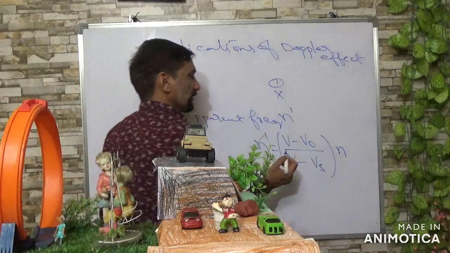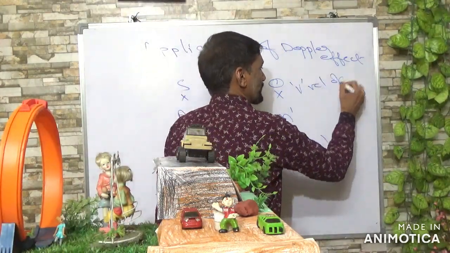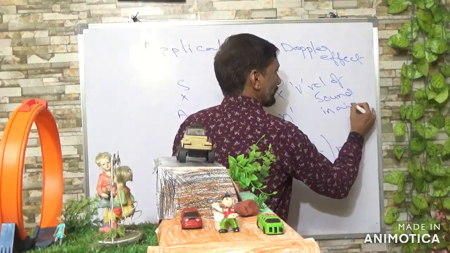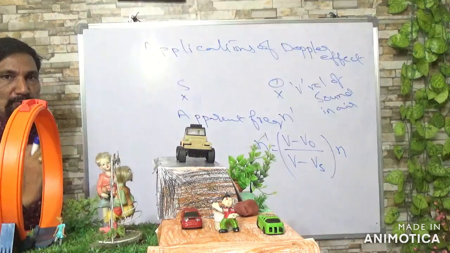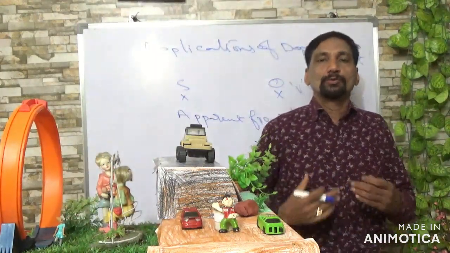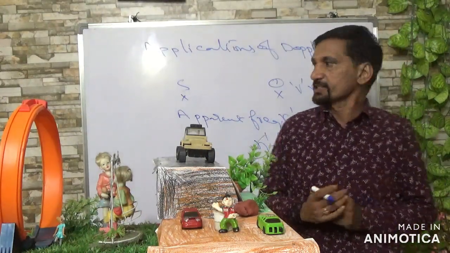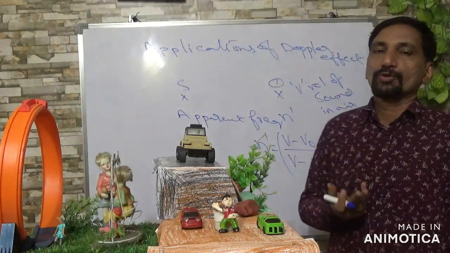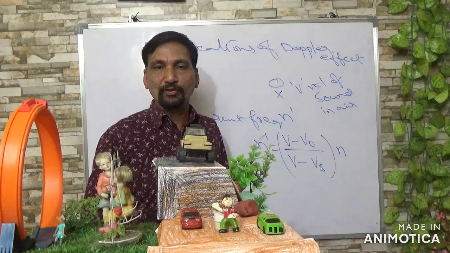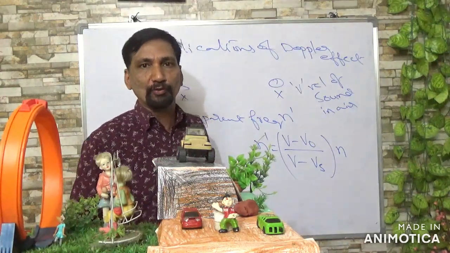Here V means velocity of sound in air, because sound waves are mechanical waves, they require a medium. So the speed with which the sound is moving in air is V. Usually that value will be taken around 340 at room temperature. That value will be given in the problem. If it is not given, you can take 340 also.